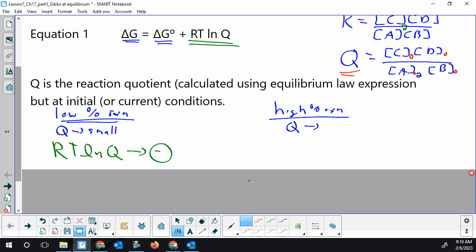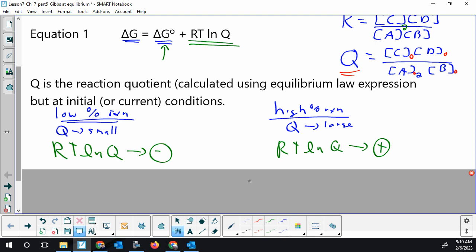Q is going to be relatively large. Could be 100, 1,000, 10,000, could be 100 million if you're close to 99%. Now RT ln Q is going to be positive, and the more you are towards products, the more positive it's going to be. So this percent of reaction is going to modify the value we have from standard free energy.